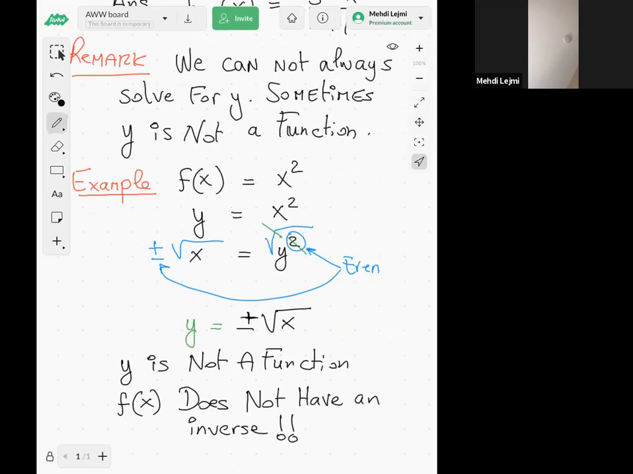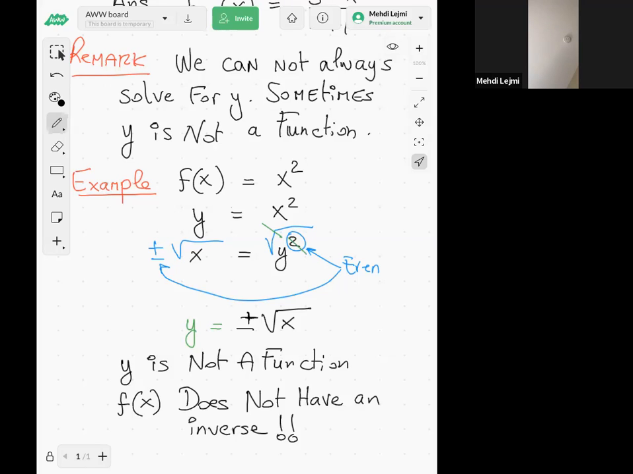So you see, as I said, guys, sometimes your y is not a function, or you cannot solve for y, so then your function f has no inverse. Some functions have no inverse. Some functions do have an inverse, so it depends.